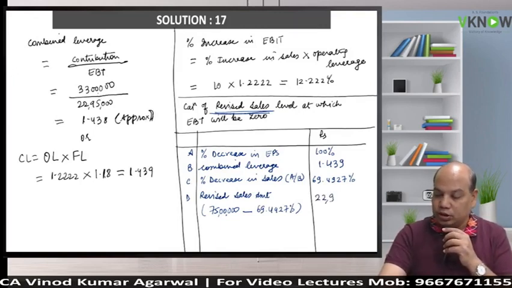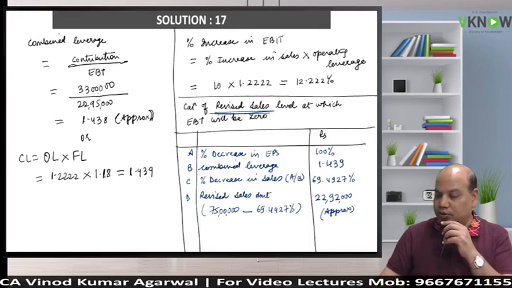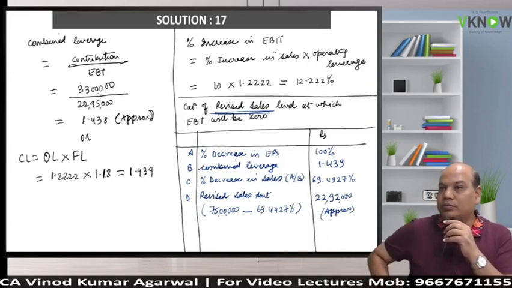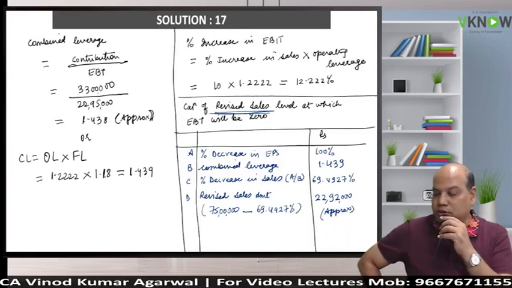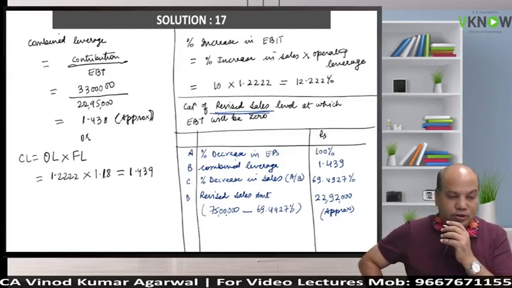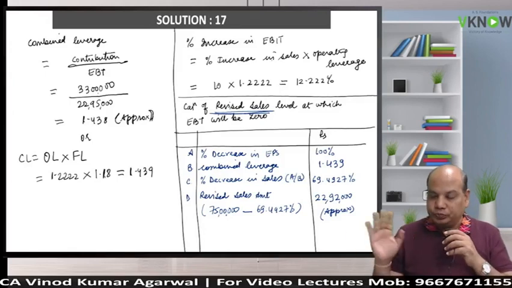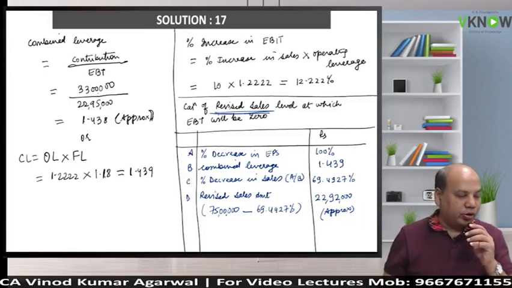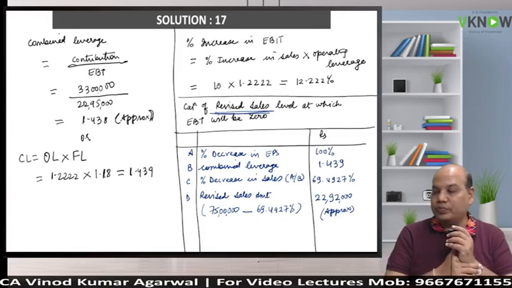So write 22,92,000 approximately. Whatever you get, write approximately in bracket because of rounded off. 22,90,000 you can write. Because of rounding off, there is a difference. Whatever you are getting, write down bracket approximately.